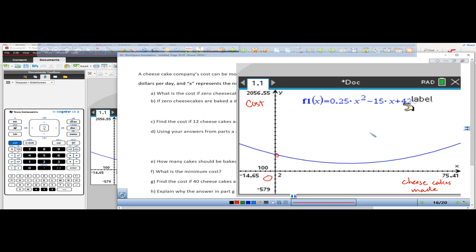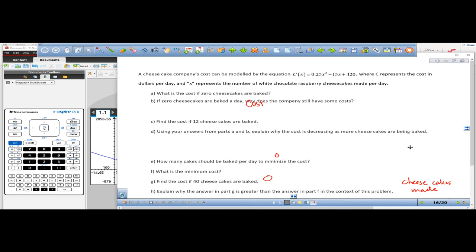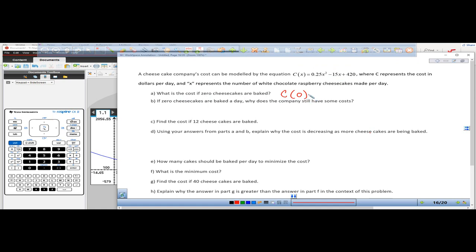All right, let me erase this, or at least minimize this real quick. Make this a little bit smaller. Or I'll just actually delete this for now. So, all right, let's start answering the questions. A, what is the cost if 0 cheesecakes are baked, right? So remember, you have two options of finding this. You could plug in 0 for the x and then just work it out, which is going to be obvious. It looks like it's going to be 420. So basically the cost when 0 cheesecakes are baked would be 420.